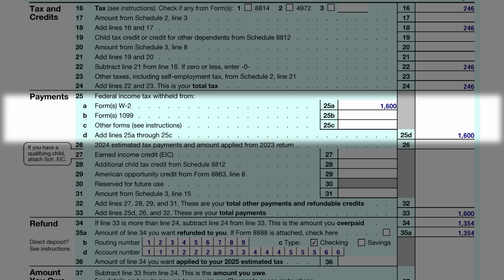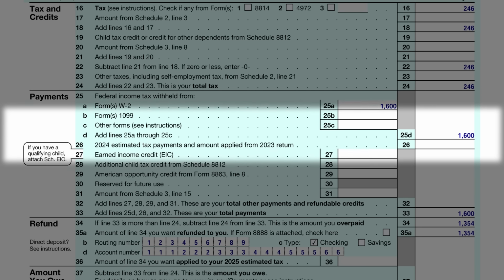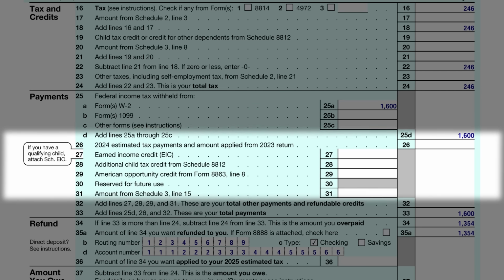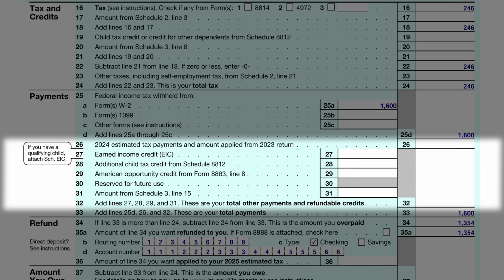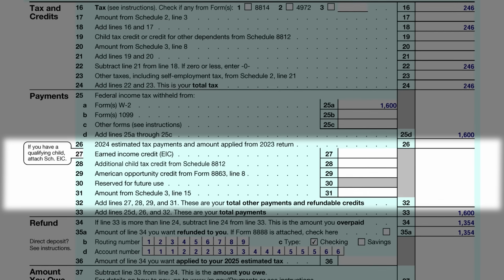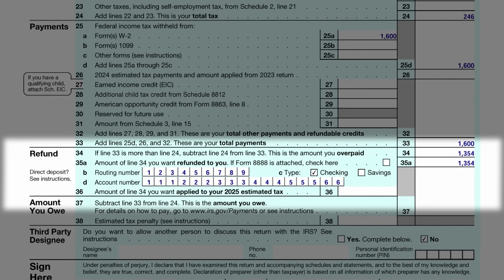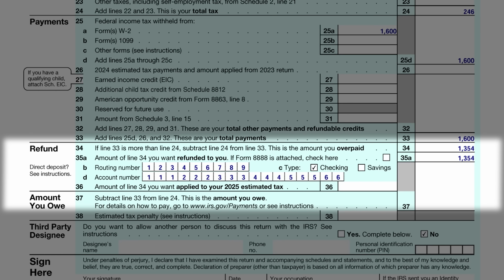And to speed up the process, it's best to enter direct deposit information, since direct deposits are processed much faster than paper checks. Also, to avoid errors when filling out Form 1040, double-check your numbers, claim any deductions and credits you're eligible for, and make sure all sections are completed correctly. Some sections may not apply to you, and that's fine. Just leave them blank.